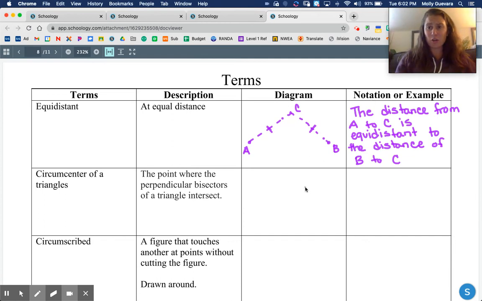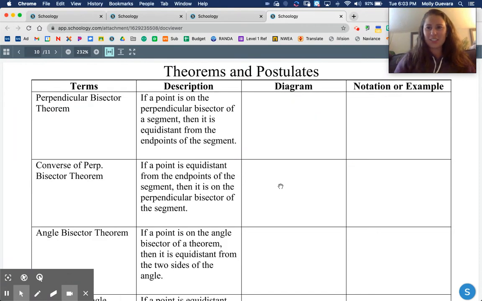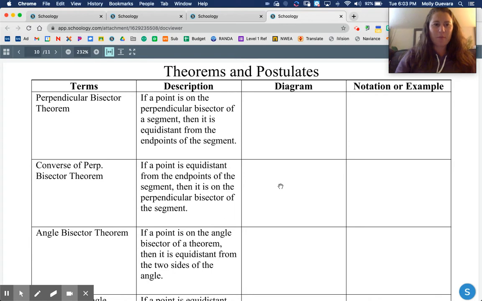And that's actually the only term that we have for today, but we will be using this word equidistant to define our theorems. So we're going to jump down now to the next page where we have our theorems and postulates. We're going to start here by looking at the perpendicular bisector theorem.